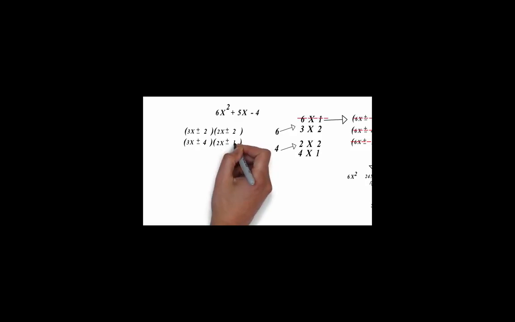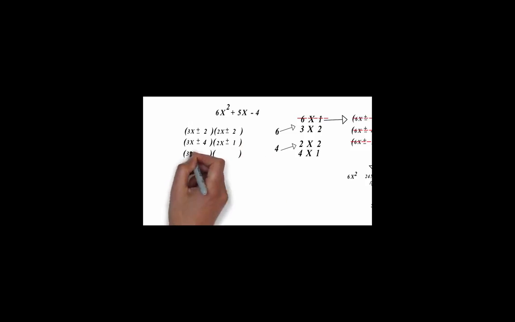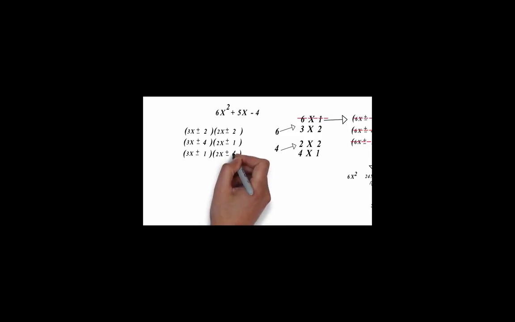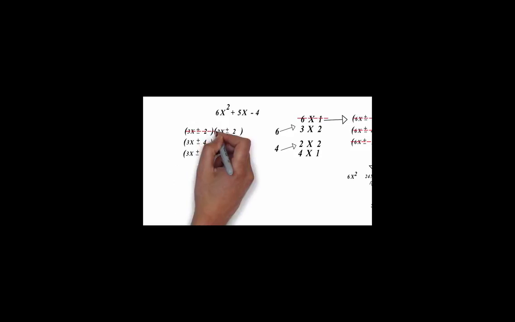We have 3x plus or minus 2 times the quantity 2x plus or minus 2. Then we have 3x plus or minus 4 times the quantity 2x plus or minus 1. And then we have the 3x plus or minus 1 times 2x plus or minus 4. We can now eliminate the first and third options because these show that they have a GCF when we know that there is not one from the original problem. Now we are left with our only option, 3x plus or minus 4 and 2x plus or minus 1.